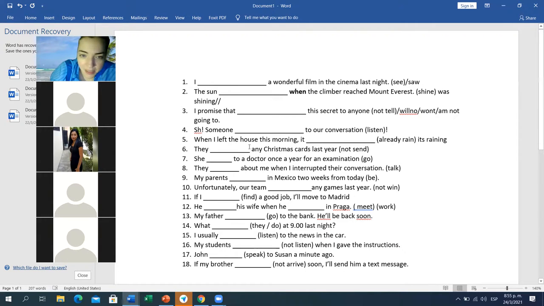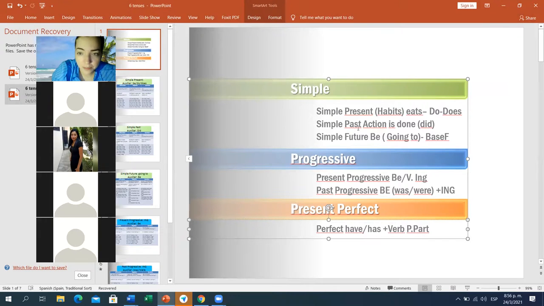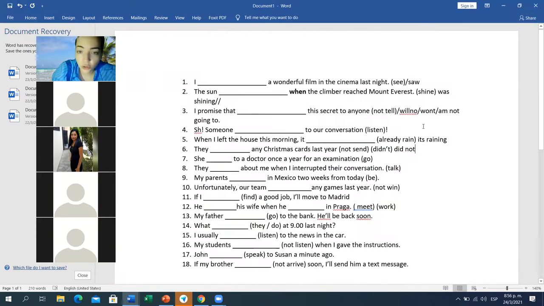Okay. They blank. Any Christmas? Vamos a ver qué más. Sandra, go ahead. They didn't send. ¿Por qué they didn't? Because the last year is past. They didn't, como dice ella. Y para los que están confundidos, eso es lo mismo que decir did not. ¿Y de dónde saca el did not? Porque dice not send. Y como es el past, como dice ella, last year, ¿quién es nuestro auxiliar? Did.